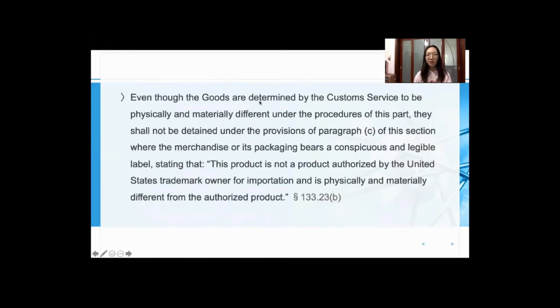Even though the goods are determined by the Customs Service to be physically and materially different under the procedures of this part, they shall not be detained under the provisions of paragraph C of this section where the merchandise or its packaging bears a conspicuous and legible label stating that this product is not the product authorized by the United States trademark owner for importation and is physically and materially different from the authorized product.